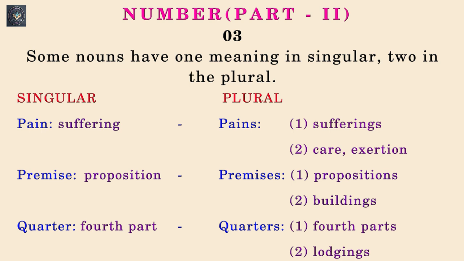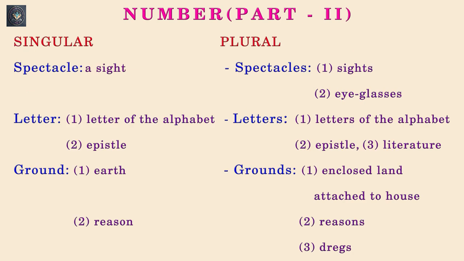In singular, quarter has only one meaning, that is, fourth part. Whereas, in plural, quarters has two meanings, that is, fourth parts or lodgings. In singular, spectacle has only one meaning, that is, a sight. In plural, spectacles has two meanings, that is, sights or eyeglasses. The following nouns have two meanings in the singular, three in the plural.